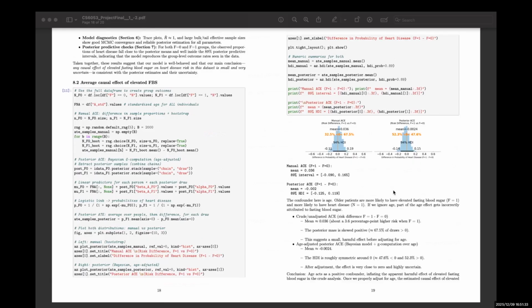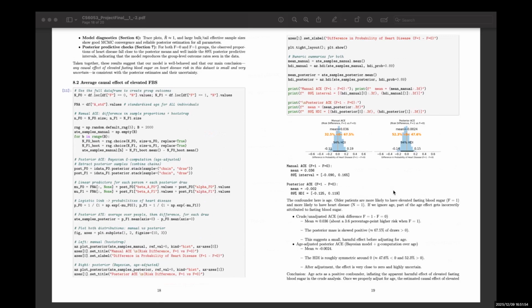So the story is that age is a positive confounder. Older patients are more likely to have f equal to 1 and also more likely to have n equal to 1. If we ignore age, we over-attribute part of the age effect to fasting blood sugar. Once we adjust properly, the apparent effect is basically washed out.